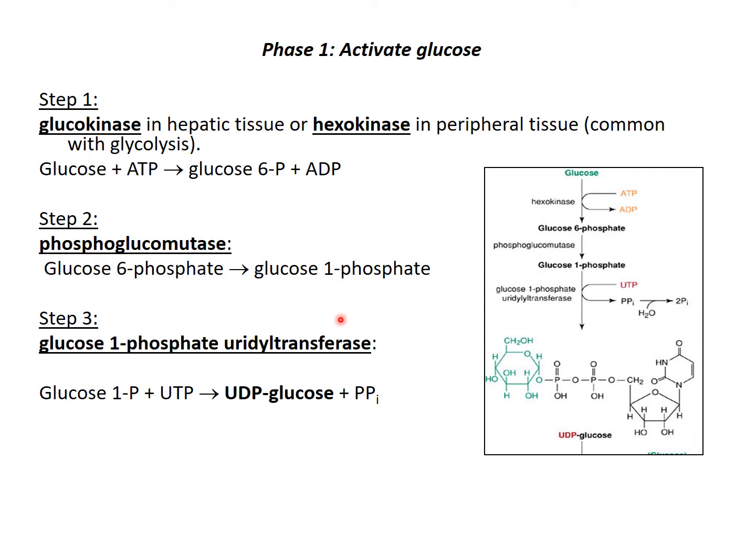A phosphoglucomutase, exactly the same as it worked in the reverse direction in glycogenolysis, will mutate glucose 6-phosphate to glucose 1-phosphate. And then there is the specific enzyme for glycogen synthesis, which we call glucose 1-phosphate uridyl transferase, which will further activate the glucose unit. So this is the UDP-glucose, which is finally active and can enter into the synthetic process.